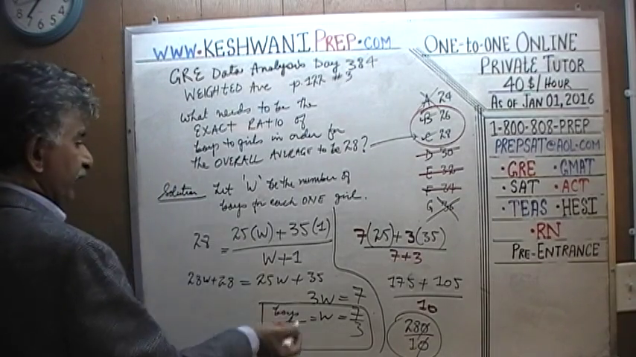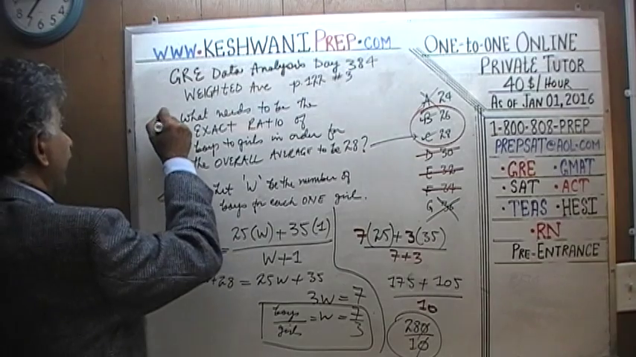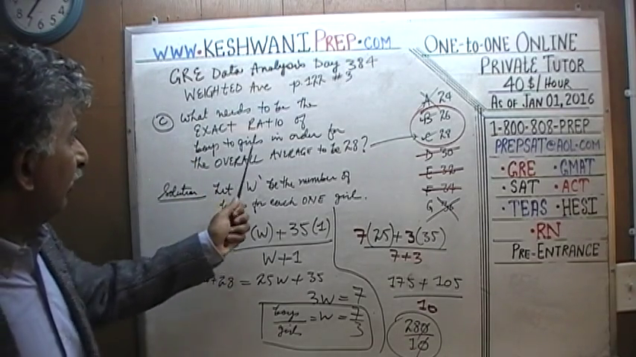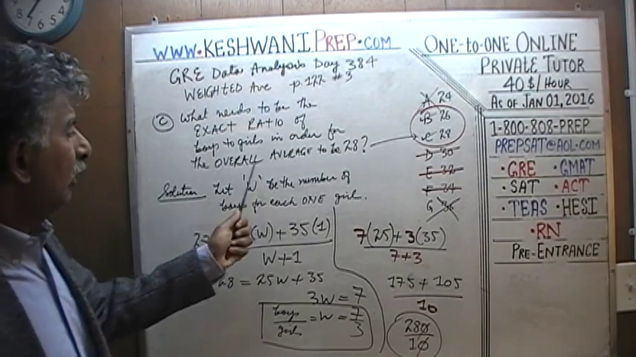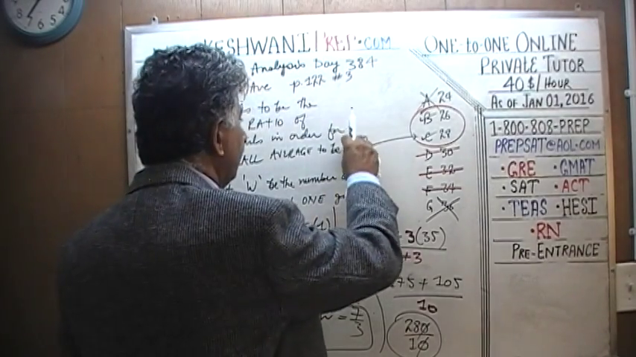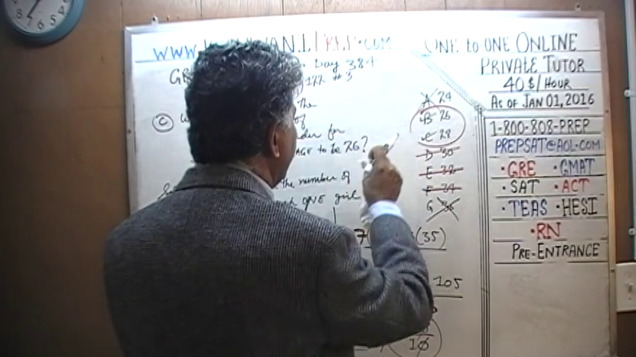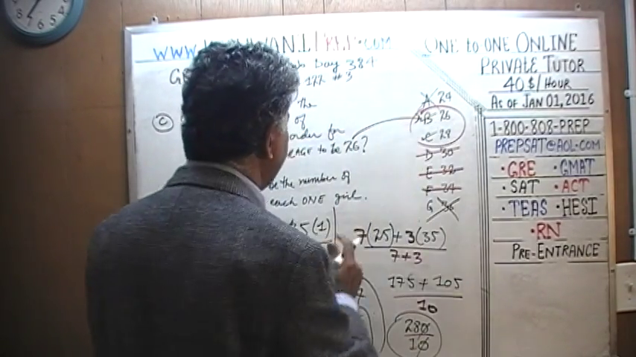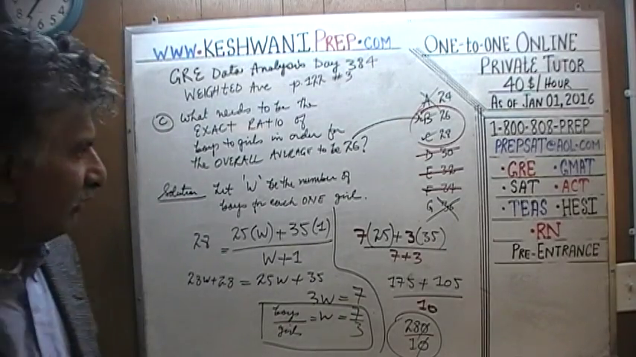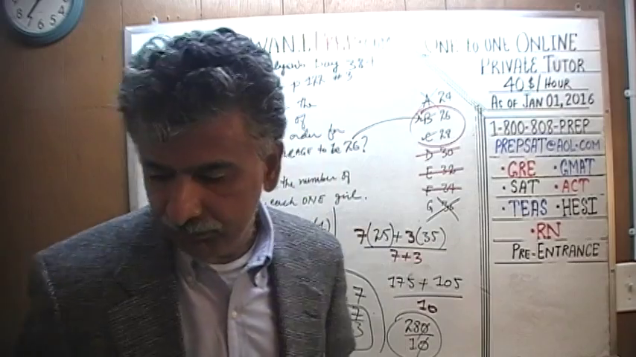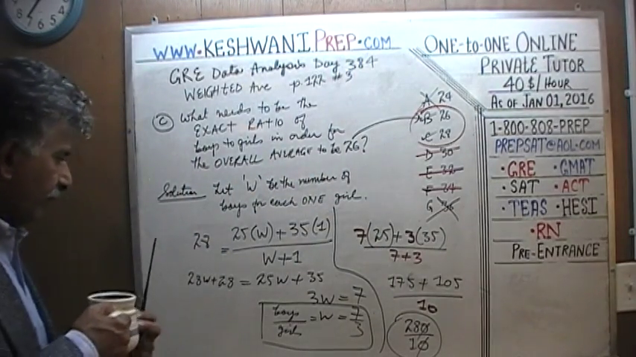It's very simple, as you can see, we follow the same pattern. Part C question is, what needs to be the exact ratio of boys to girls in order for the overall average score to be 26? Go ahead and do it yourself. I'll give you 5 seconds to pause and unpause the video. Pause the video, do it yourself, and then we'll do it together.